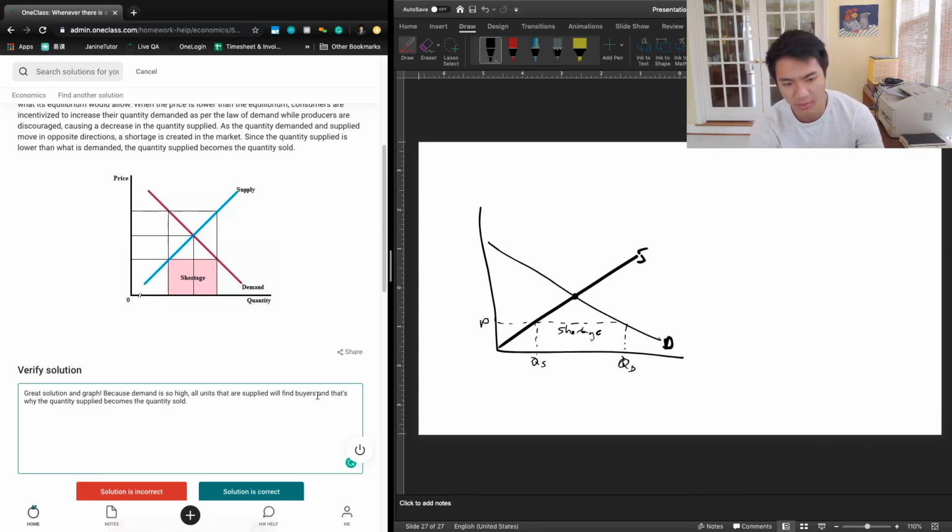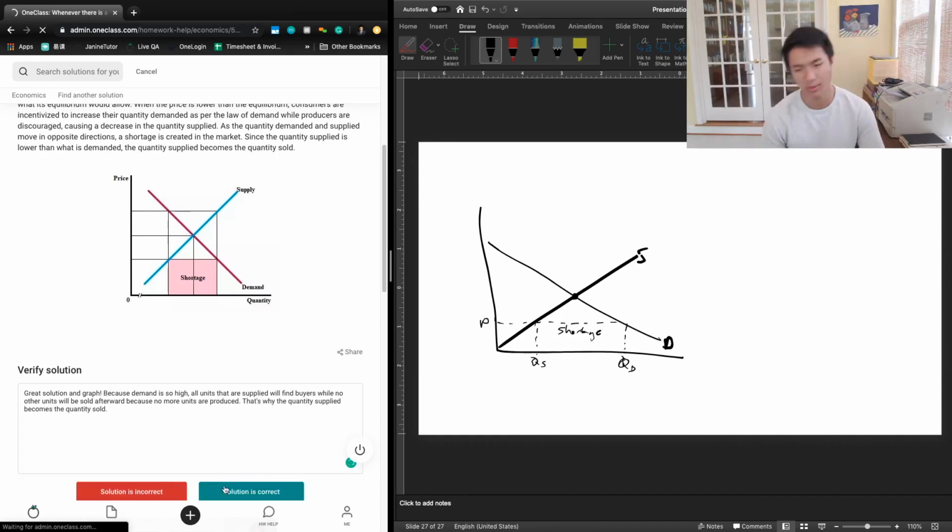All units that are supplied will find buyers, while no other units will be sold afterward because no more units are produced. That's why the quantity supplied becomes the quantity sold. And so we'll mark that as correct, and we can move on to our next question.